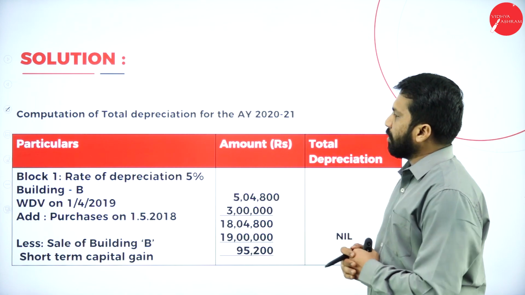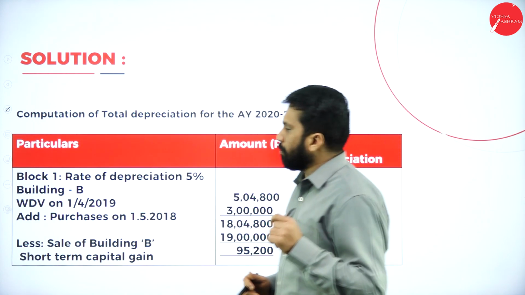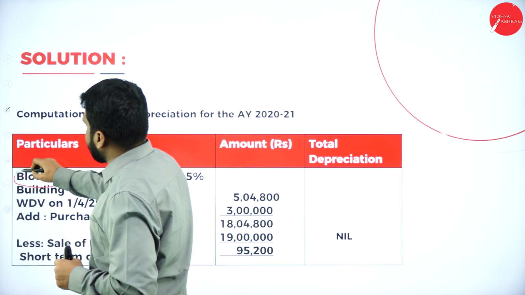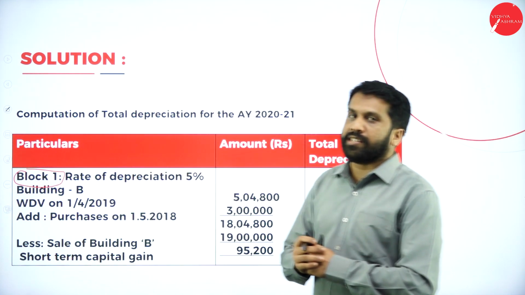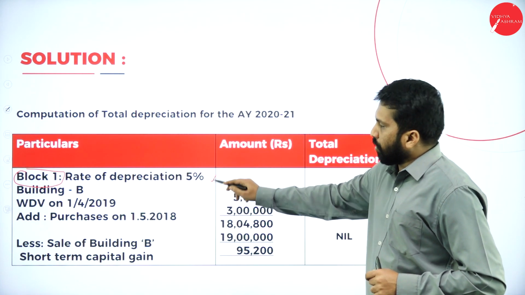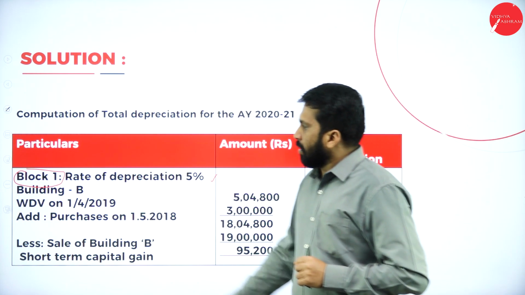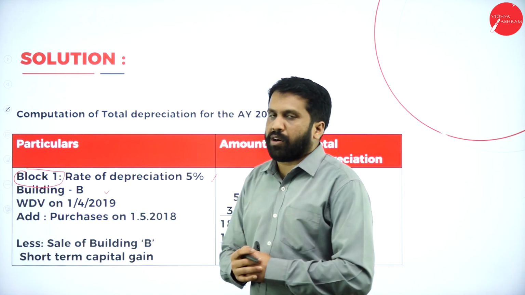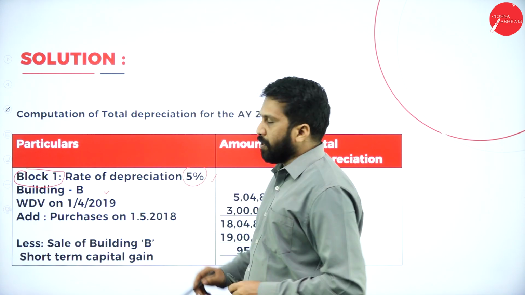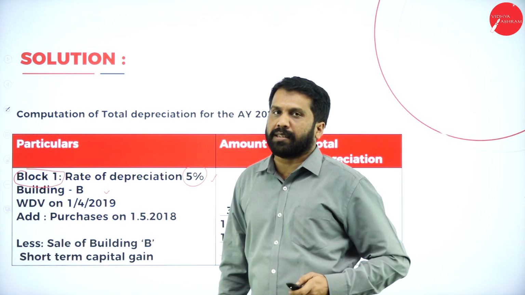Particular, amount and total. First, we go with block 1. I'll go one by one. We start the answer from here. This is your solution part. Now, rate of depreciation is what? 5%. Building is what? B. Now, rate of depreciation 5%. We go with the smallest number.